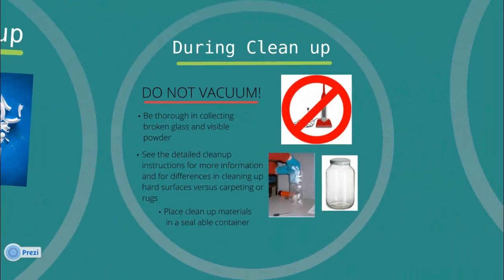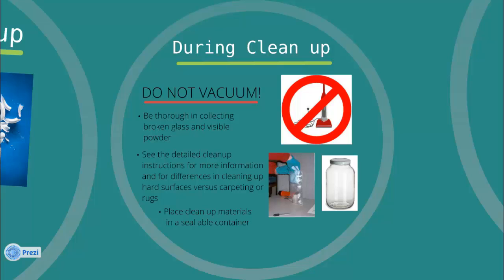During your cleanup procedure, it is very important not to use a vacuum. The use of a vacuum is only recommended after all other cleanup steps have been taken. This is important because vacuuming can spread the mercury vapor around the room. You should also be very thorough in collecting broken glass and visible powder.